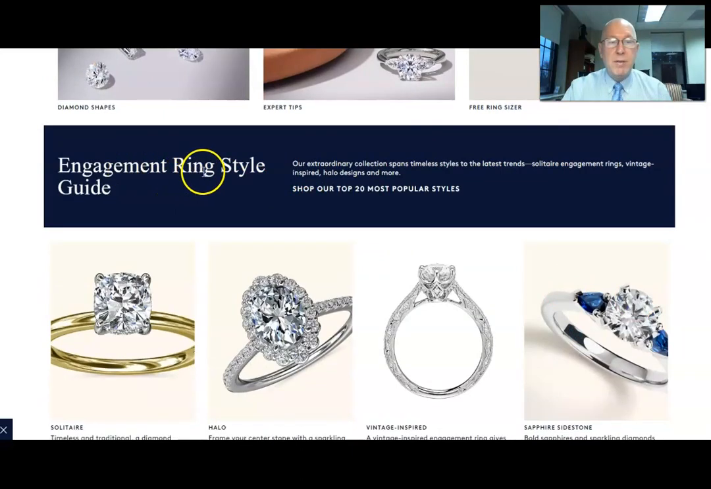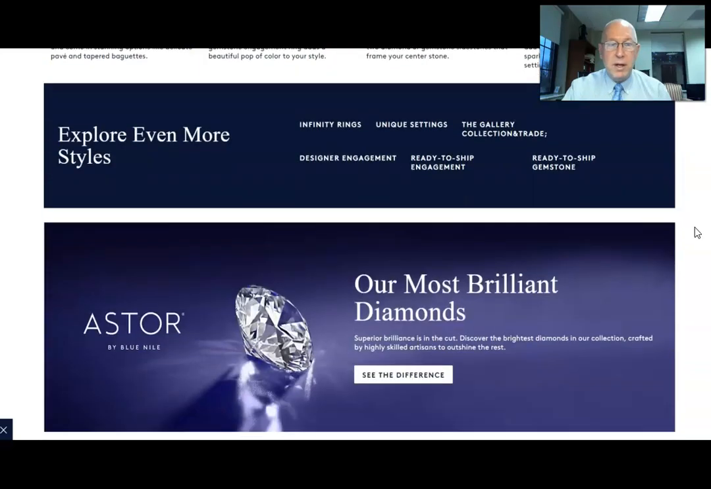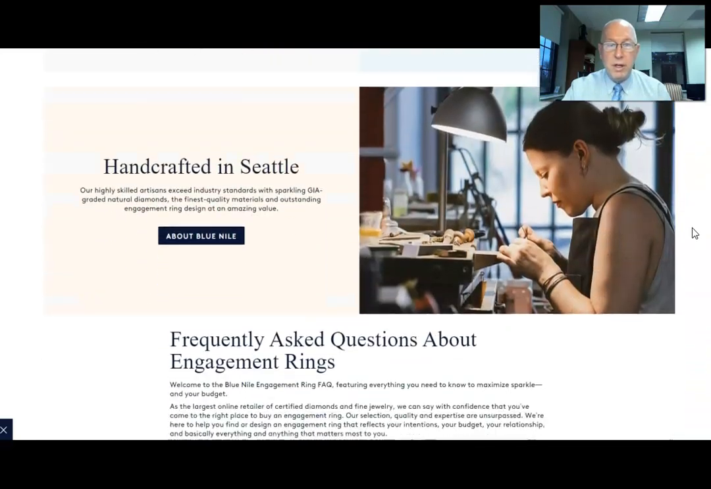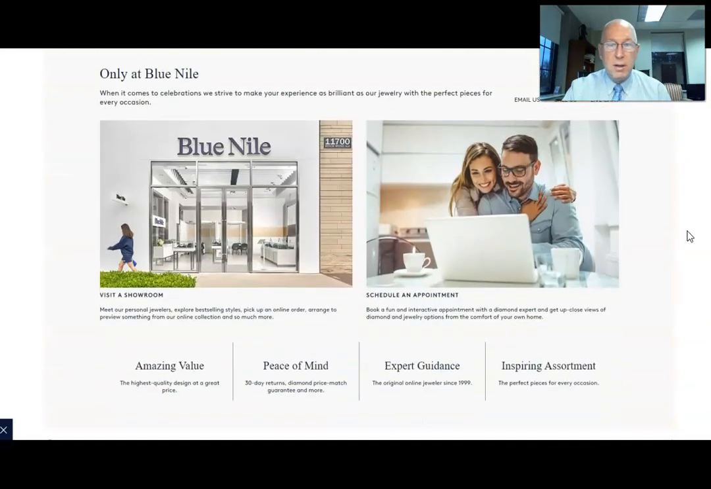And so, engagement ring style guide. This is where they try to explain to you stuff and say, this is why you don't need a salesman explaining it to you, because it's actually pretty straightforward. And then I'm going to scroll down and let you see the Blue Nile story in a nutshell.